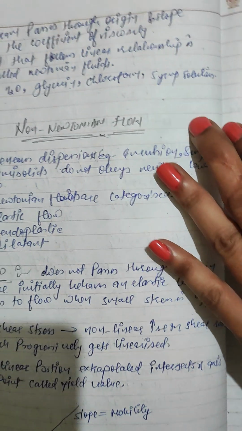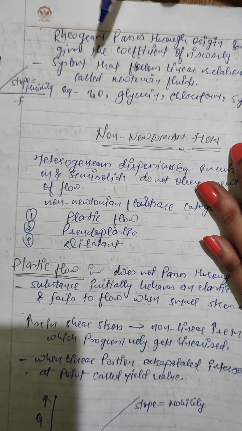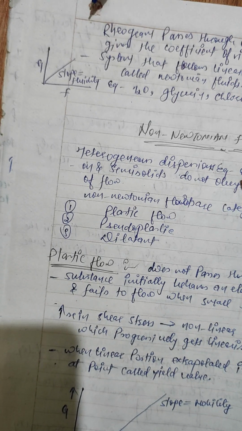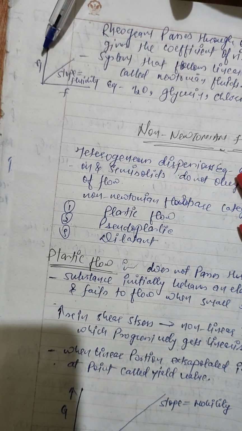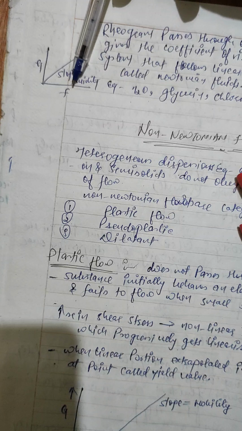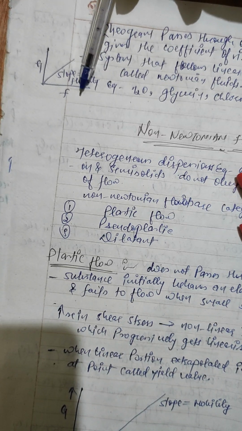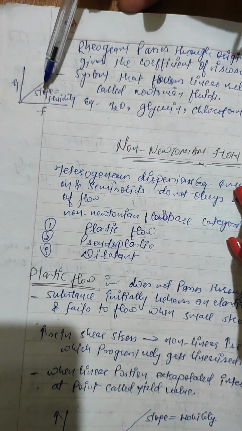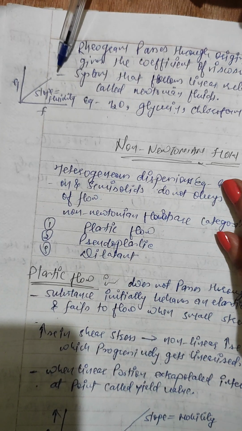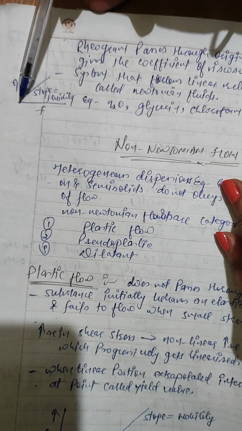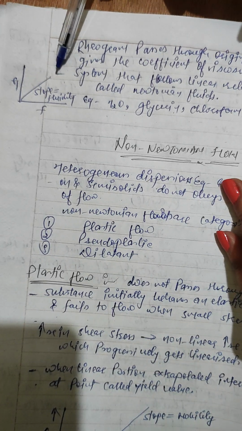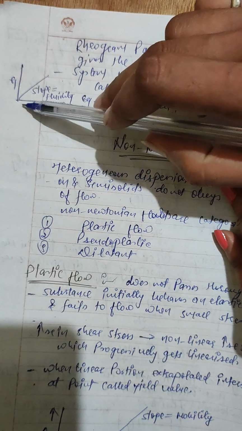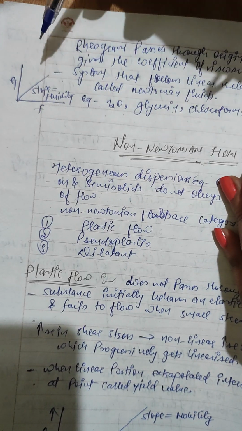And the graph of the Newtonian flow is also known as a rheogram. We call it a rheogram. So the rheogram will be between rate of shear strain and shear stress. F is shear stress and G is shear strain. And this rheogram passes through the origin, right? This slope gives the coefficient of viscosity. So the system follows a linear relationship between shear stress and shear strain.